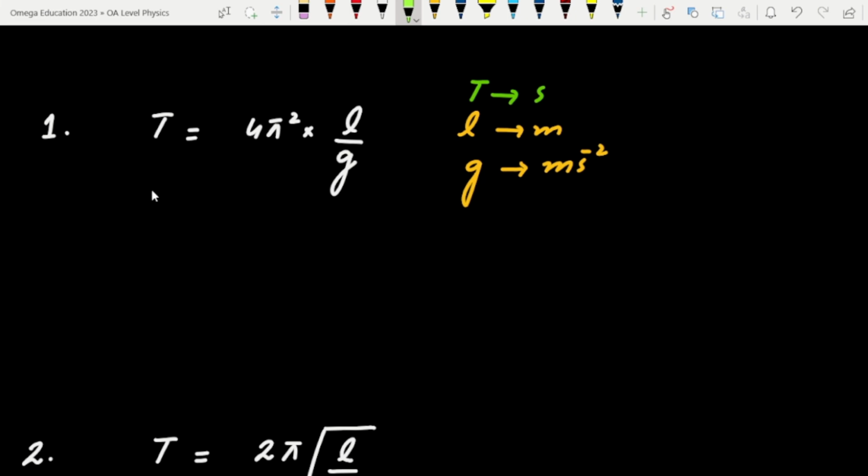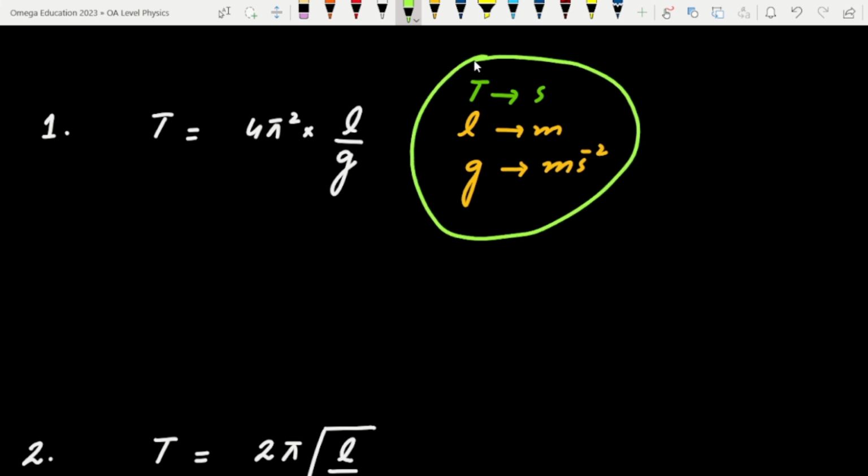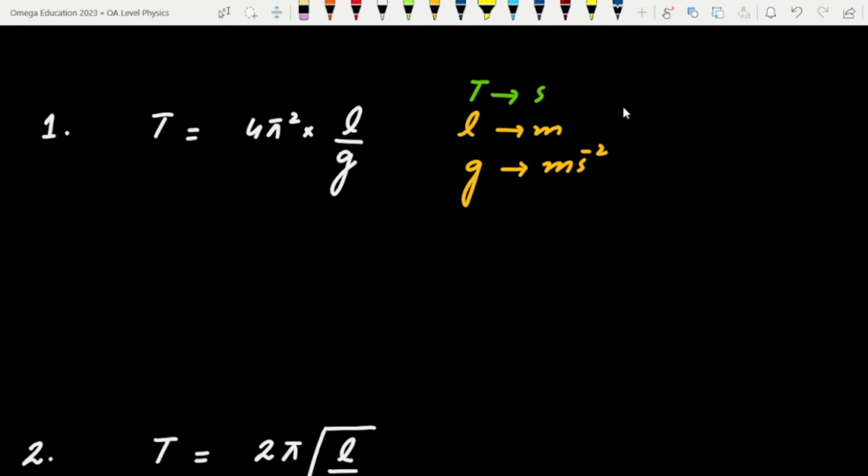Alright everyone, here you have the first example in which you have to show whether or not the equation is homogeneous. Let us do the first step. They have given you this data as well. t represents time, which would be measured in seconds. L represents length, which would be measured in meters. g is acceleration of free fall, in base units meter per second square. So in the first step, you write all these physical quantities in the equation in terms of their base units.